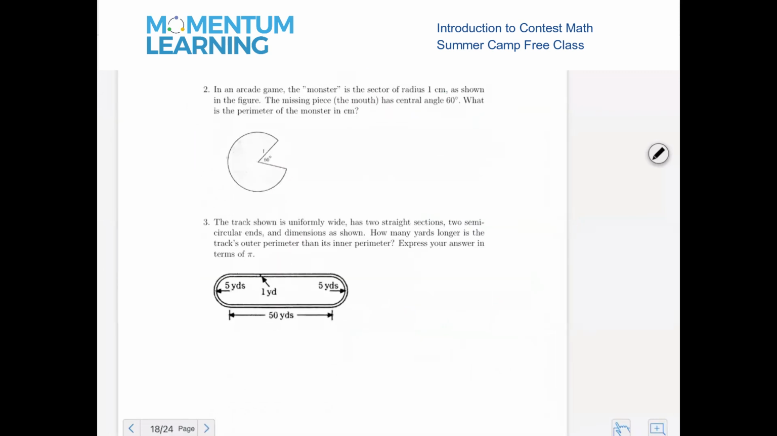Here is another example, a Pac-Man game. The question is asking, what is the perimeter of the monster? Most students can find this, but they forget to add the radius.